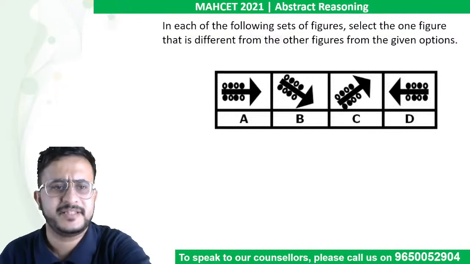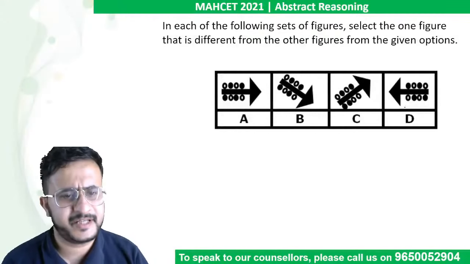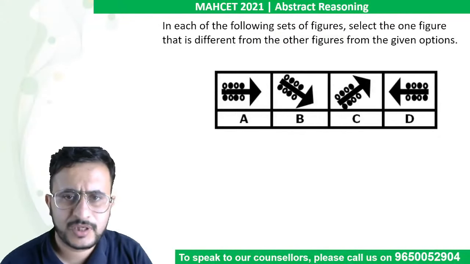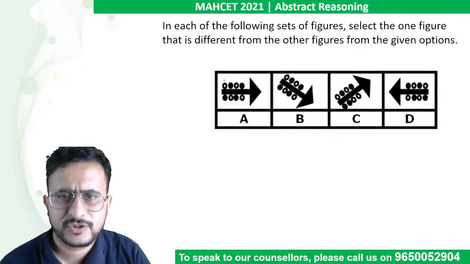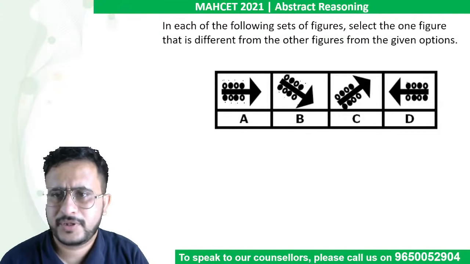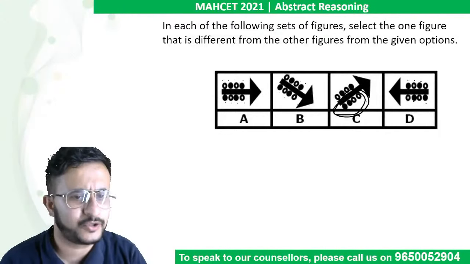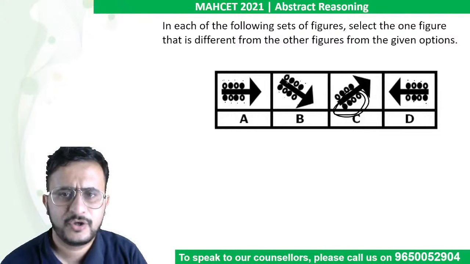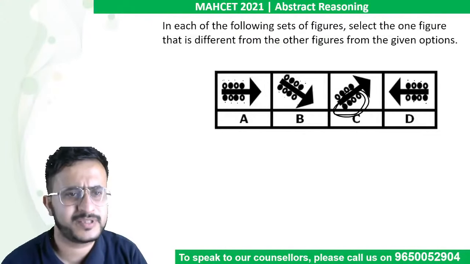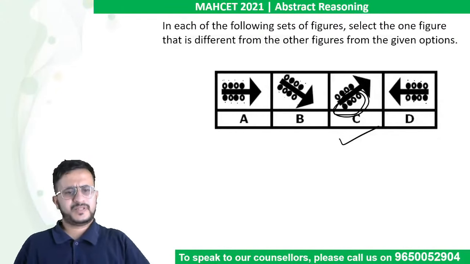If you look at these images, there is one arrow which is going in different directions. That is fine. Now if you look at the white and black circles, they are alternate: white, black, white, black, black, white, black, white, and so on. In this also they are alternate. However, in C, these two circles are not alternate. Otherwise, all circles are alternate, the black ones and the white ones. So the answer is option C. This was an easy one.